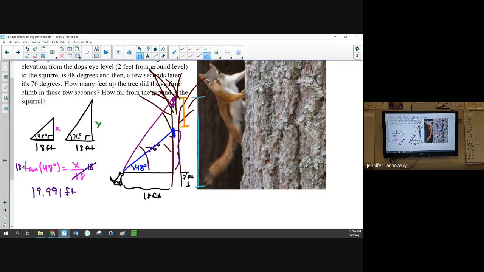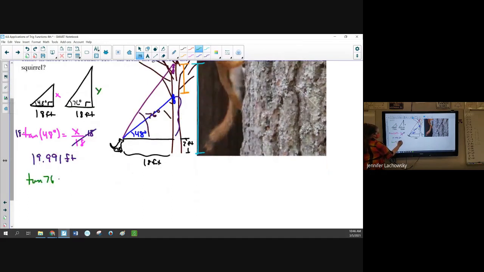Do the same thing for 76. Okay, so same thing, but with 76 degrees. So tangent of 76 equals y over 18. Y equals 18 times tangent of 76. And I get 72 point, ooh, my scale is really bad then. 194. Oh, that was terrible. Feet. Okay, so that's this length.